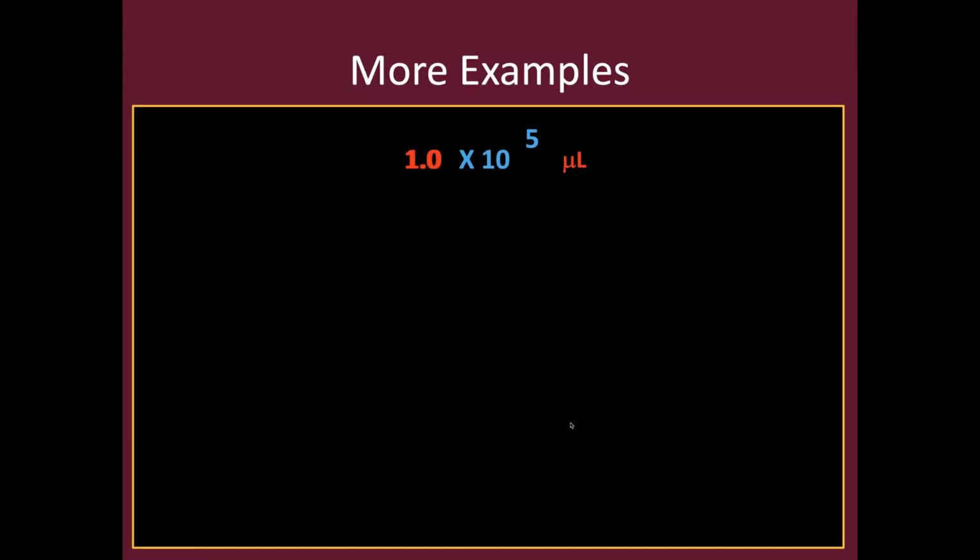More examples. 1.0 times 10 to the 5th, we pull out the coefficient and we remove the decimal point. There are 5 places after the 1, including that 0, which, by the way, is a significant figure. We got to put a line over it to show it's a significant figure. And then we can add the rest of the zeros to get us back to the ones place.